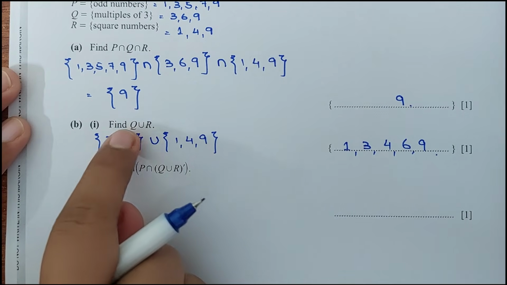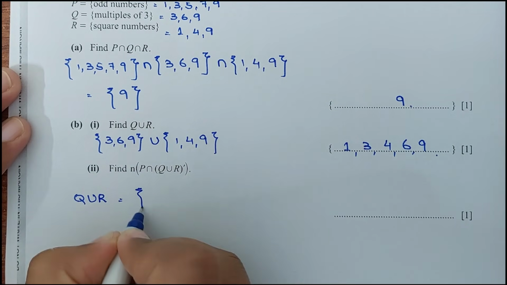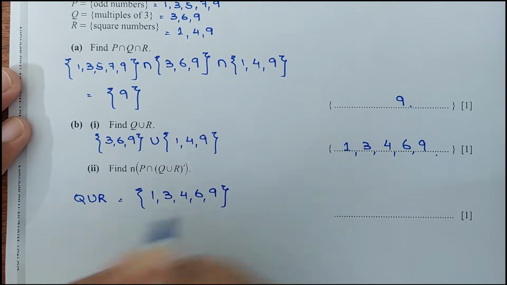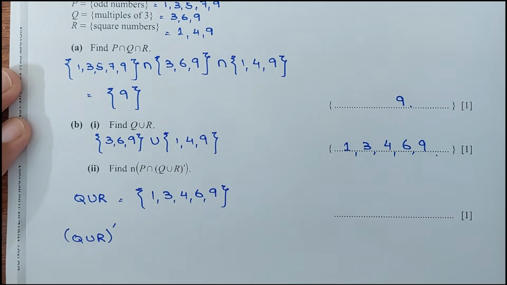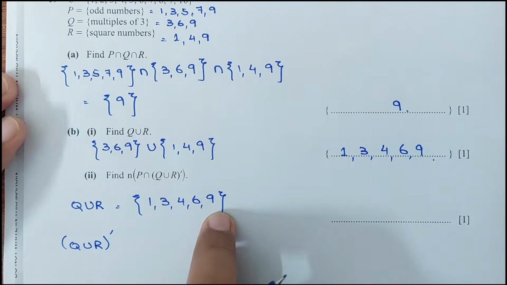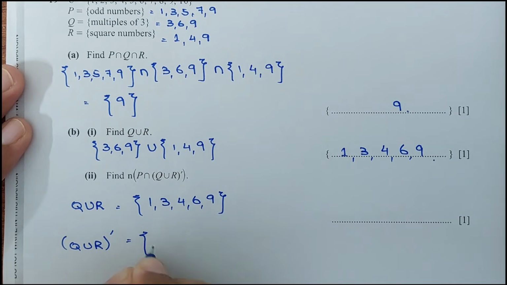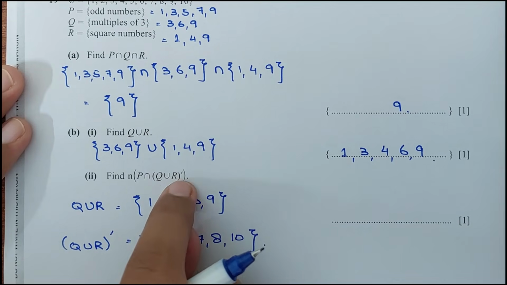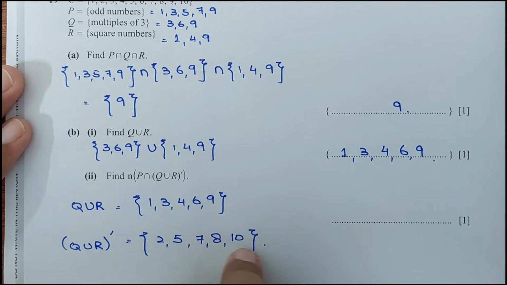Q union R, we have done with Q union R, that is equal to 1, 3, 4, 6, and 9. Now take Q union R whole complement. From the universal set you have to take away all these numbers. So 1 is skipped, 2 is left, 3 is skipped, 4 is skipped, 5, 6 is skipped, 7, 8, 9 is skipped, 10. So Q union R complement is 2, 5, 7, 8, and 10. This is a way to find the complement.